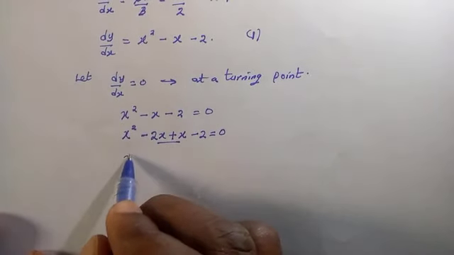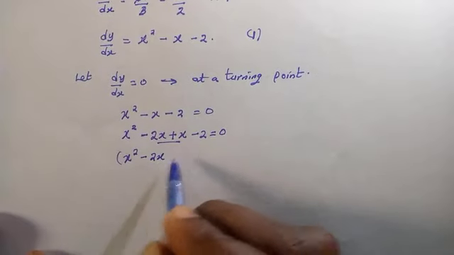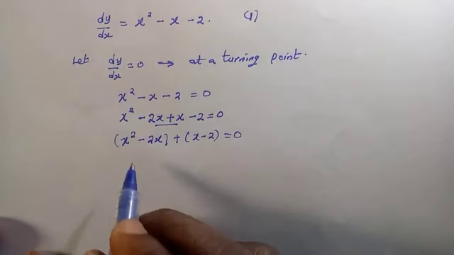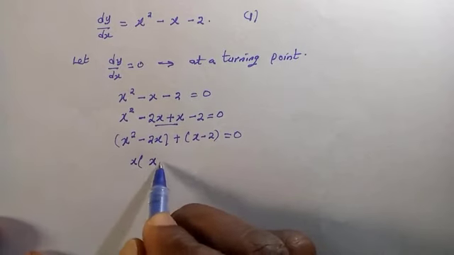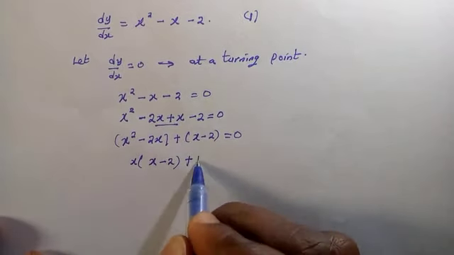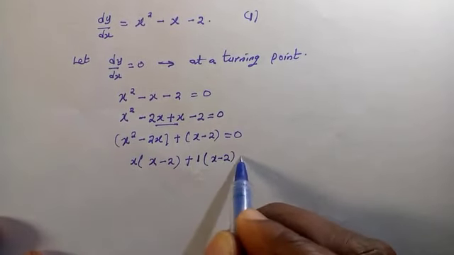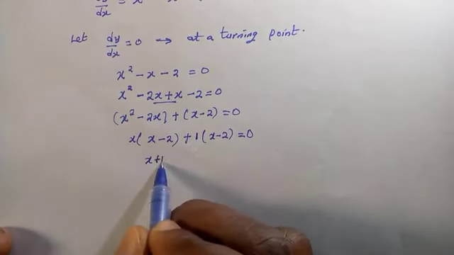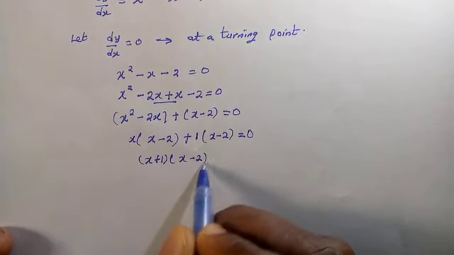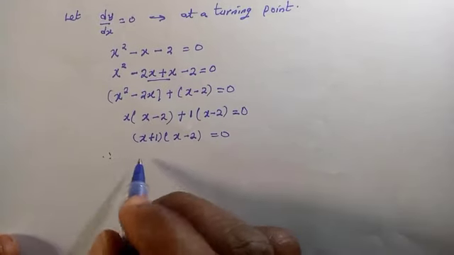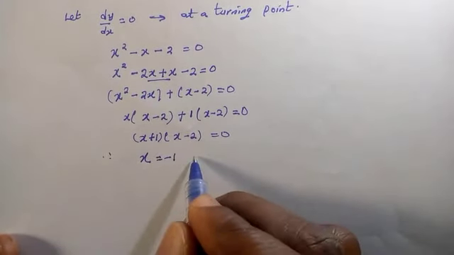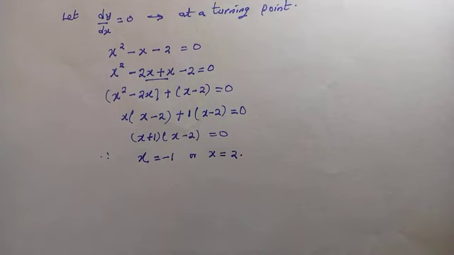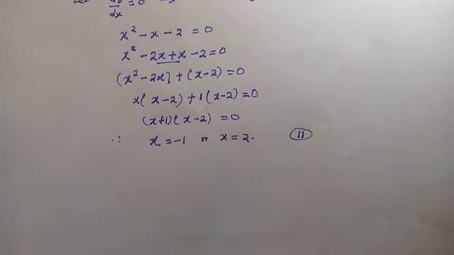Then I separate these two. Here we have x² − 2x plus x − 2, everything equal to 0. Here x is common, so taking out x we have x(x − 2) plus 1 multiplying (x − 2), everything equal to 0. So x − 2 is common, and we have x and 1 as the coefficients: (x + 1)(x − 2) equals 0. So we have factorized the given quadratic. Then the roots are x equals −1 or x equals 2. On getting this, we call this the second step, where we have obtained the two roots.